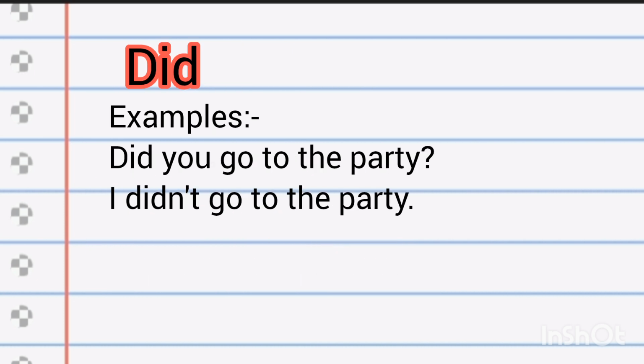Now, did is used for questions and negatives in the past tense. Examples: did you go to the party? It is a question sentence. I did not go to the party. It is a negative sentence.